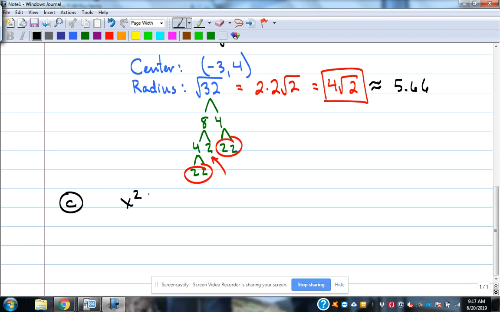So we had x squared plus y plus 7 squared equals, let's do 12.